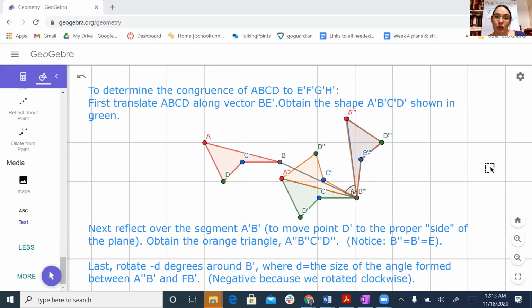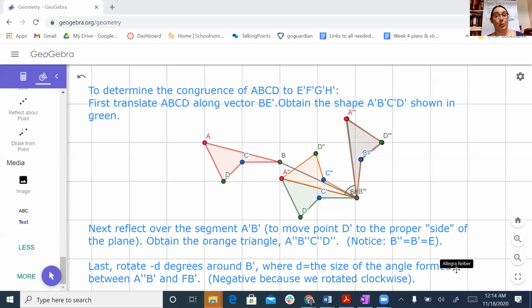The specific language for that shows up here on the screen. Look at it for a moment. Notice translations must have a vector, reflections must have a segment or line, and the rotation should give me an angle measure as well as a center. Notice I mentioned that the angle D that I'm talking about, it was about 68 degrees. I'm going to say it's a negative D degree rotation because the size of the angle formed between the two of those and the direction I need to move had to be clockwise.